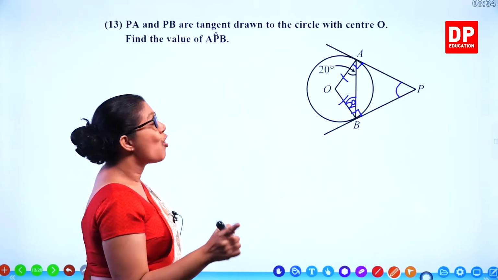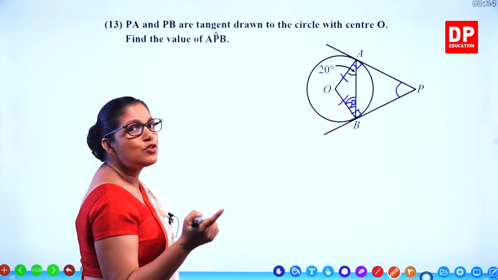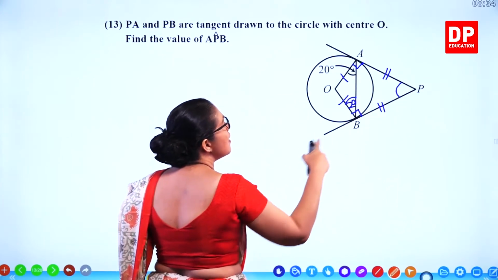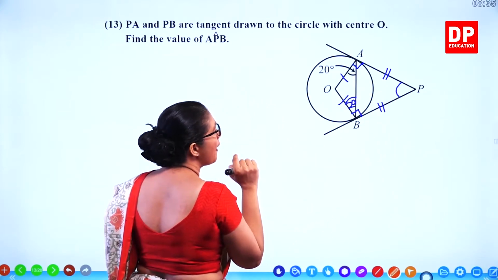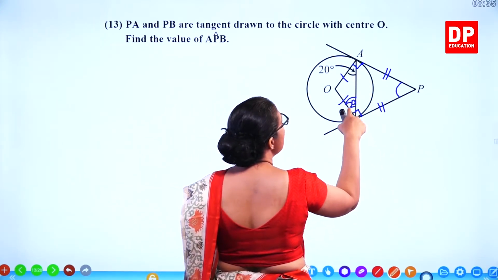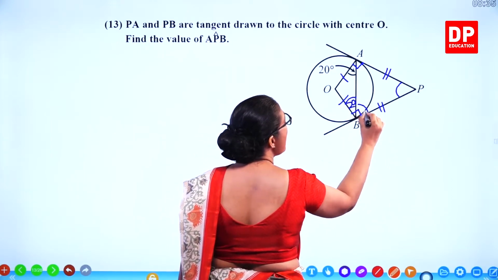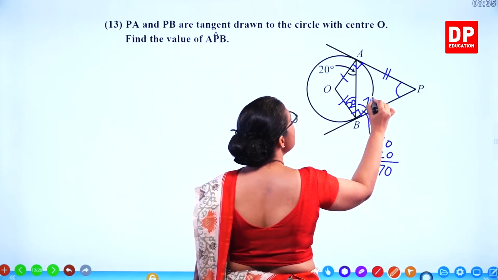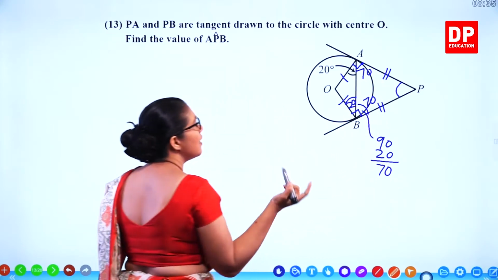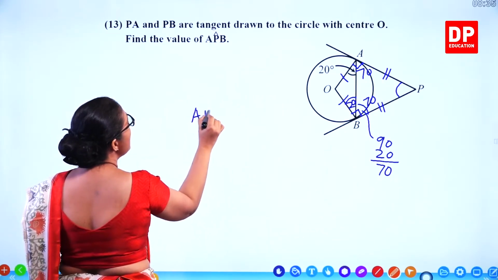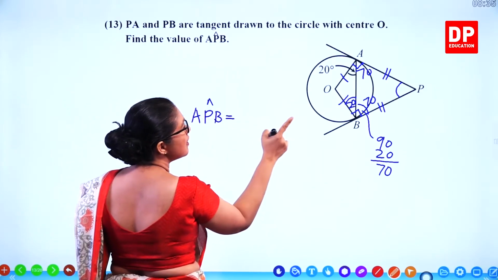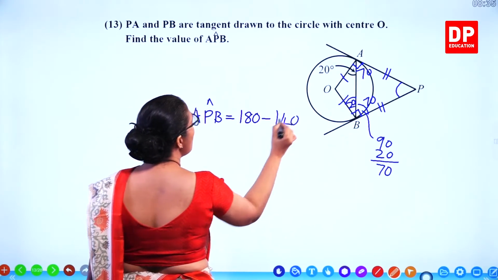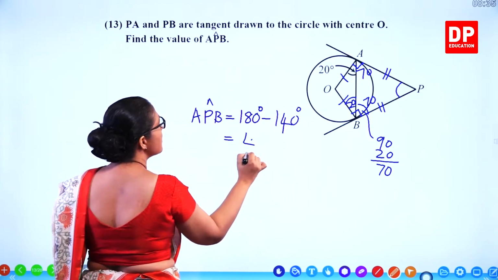Again, we know if you draw two tangents from an outside point, the two tangents are equal. So this length is equal to this length because tangents are drawn to the same circle. So this is also an isosceles triangle. If this is 90, this is 20, what is this angle? 90 minus 20, you get 70. So this is 70. That means this is also 70. Now easily you can find out angle APB is 180 minus 70 and 70, which becomes 40 degrees.